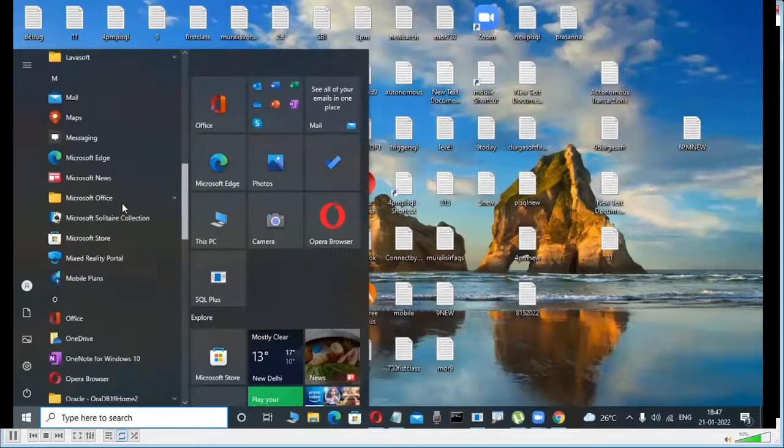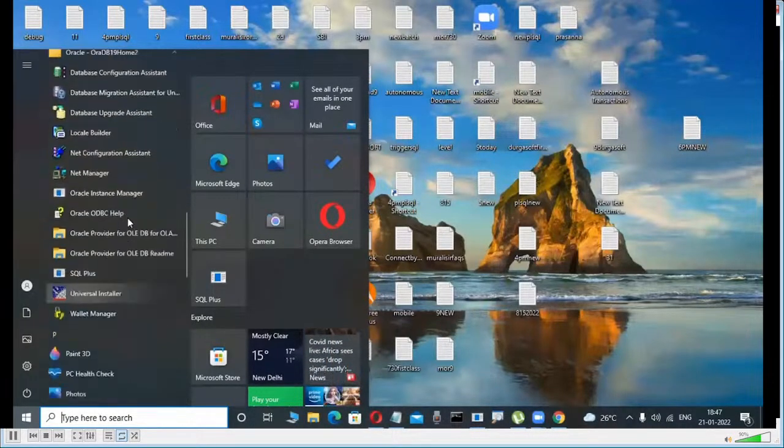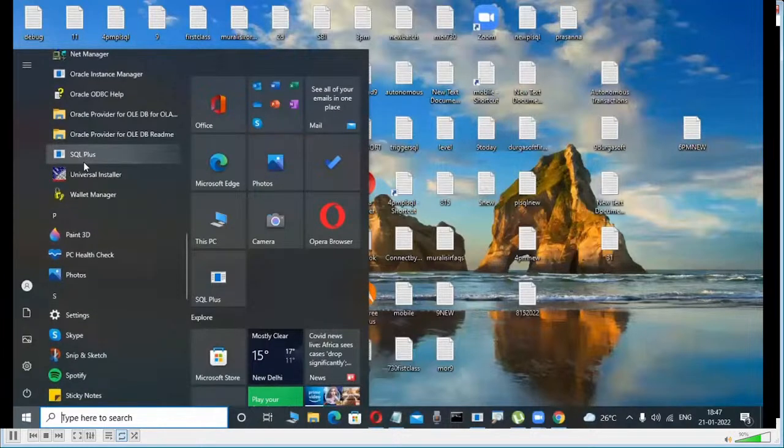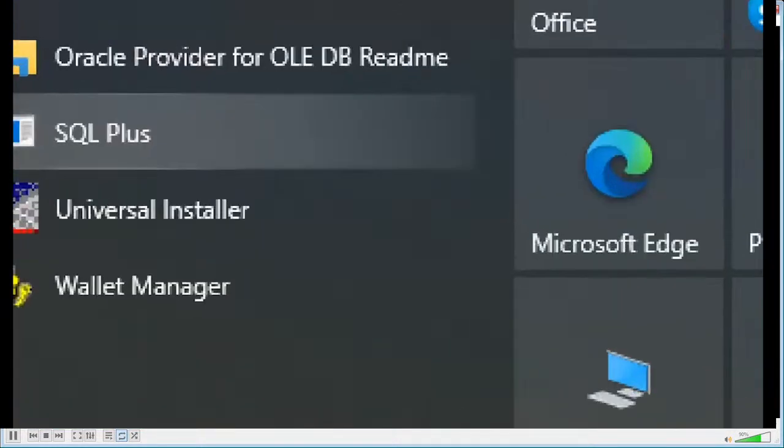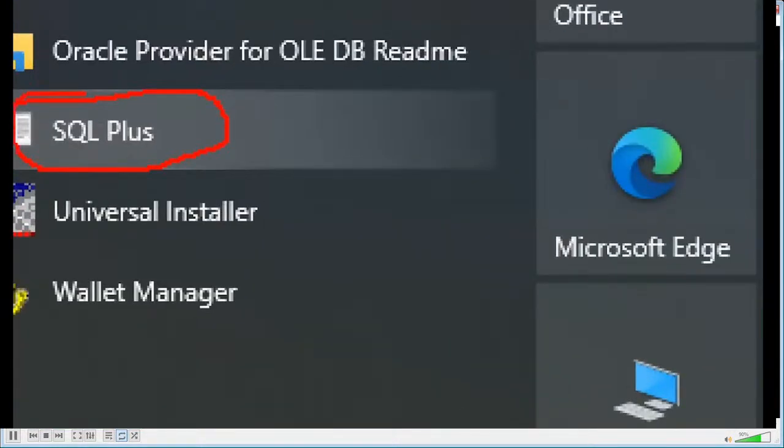This is the Oracle software I'm installing. In it, the SQL Plus tool is automatically there. Daily, through this tool, we interact with the server, that is, the Oracle database. Those are all the things we are learning in our course.